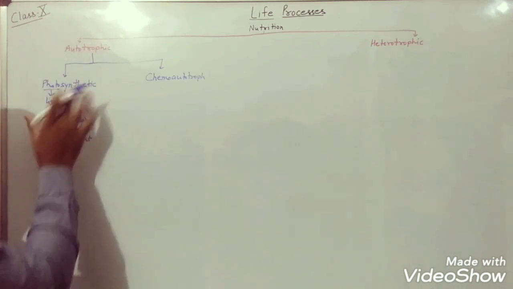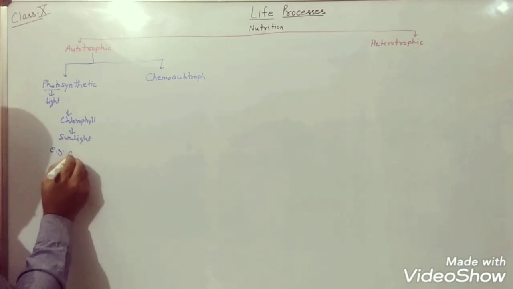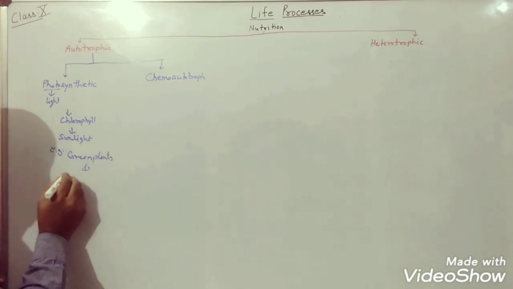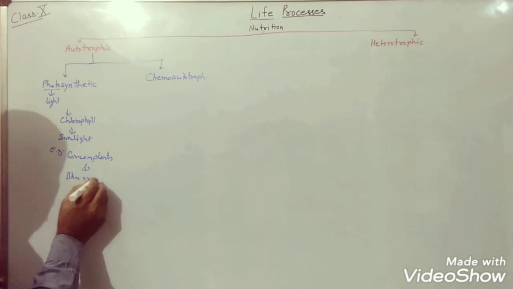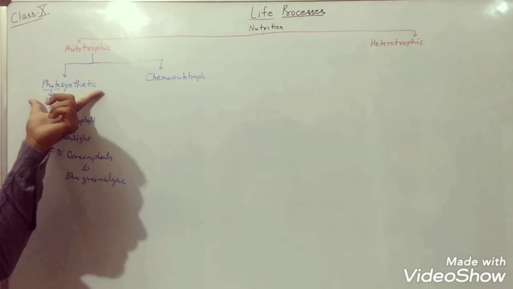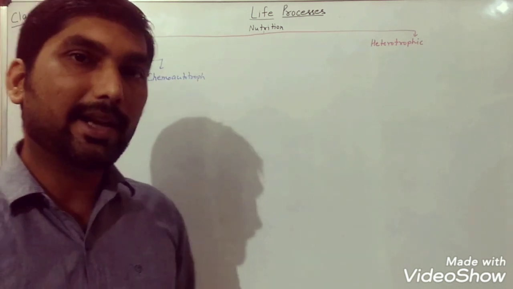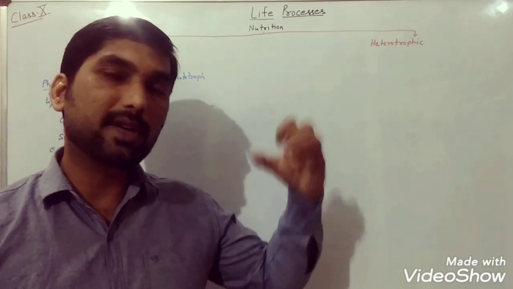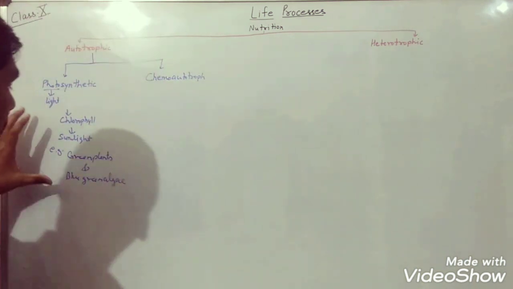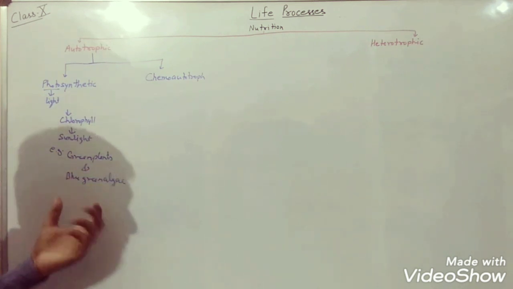And the examples of such type of organisms are what? Examples are green plants as well as blue green algae. So photosynthetic means the organisms which are having chlorophyll in themselves, and that's why they are able to capture or trap the energy from the sunlight, and that's why they are going to prepare their own food by themselves and providing their nutrition. So examples are what? All the green plants and blue green algae.